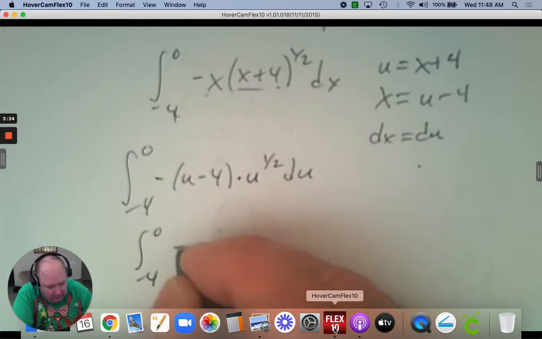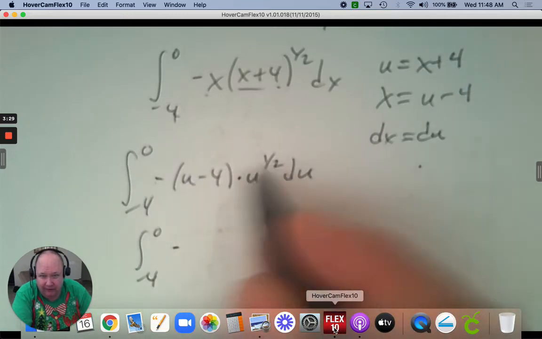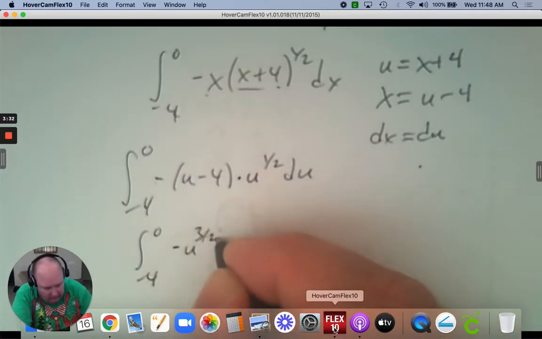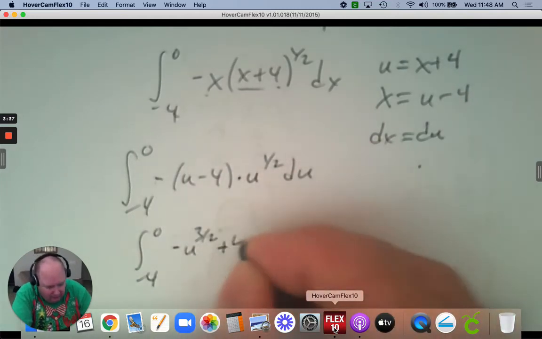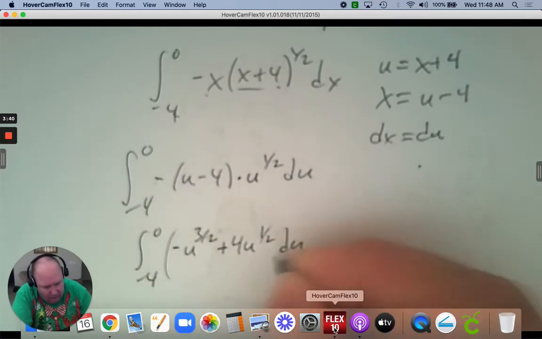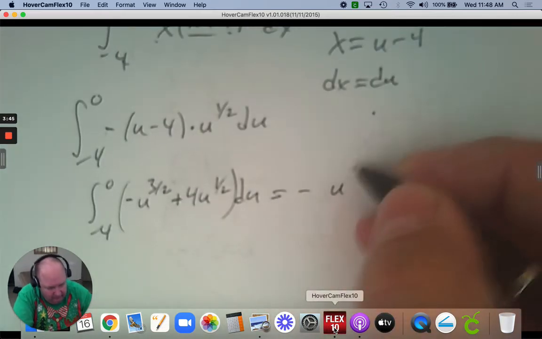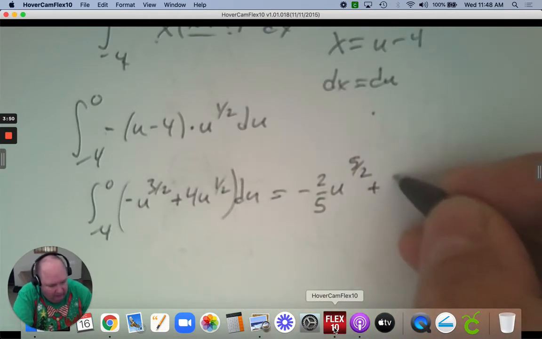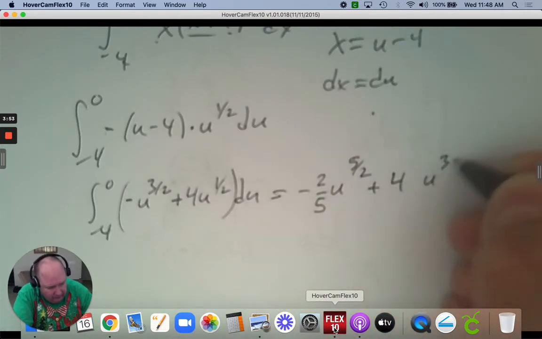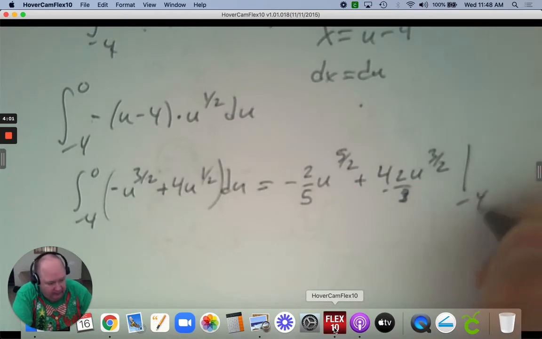Now we're going to do some algebra. So we're going to distribute. Make sure that negative in front. So when you go u times u to the half, add the exponents. And it's negative because of the negative in front. A negative times a negative will make the next one actually positive. And now you are ready to integrate. So we're going to add 1 to the exponent. That's 5 over 2, and then the reciprocal. We're going to add 1 to the exponent. That's 3 over 2, and then the reciprocal. And then we're integrating from negative 4 to 0.